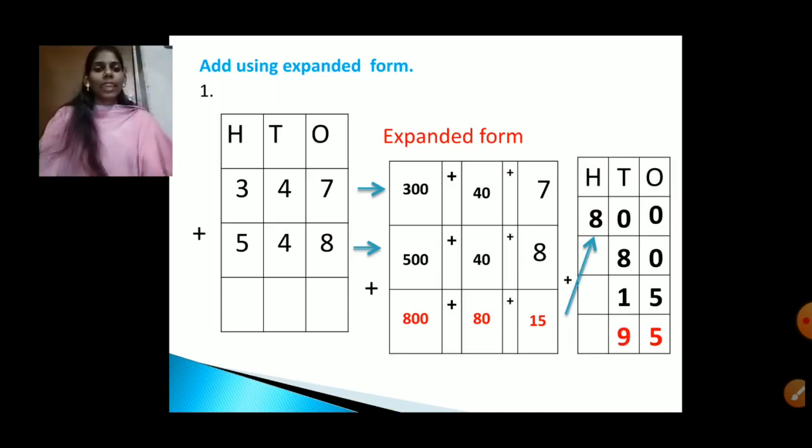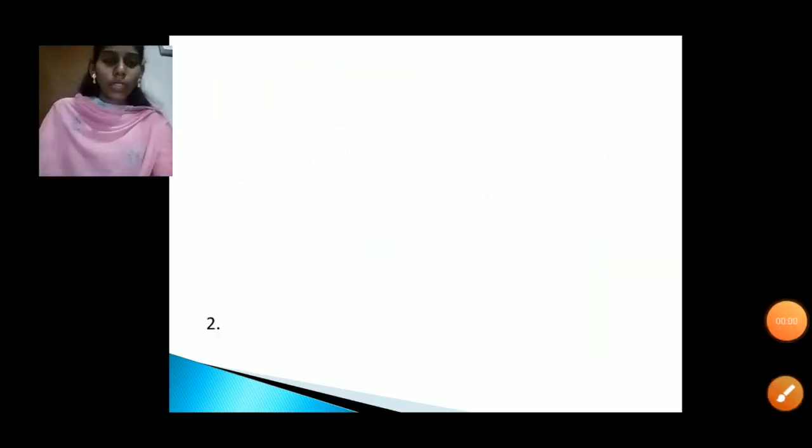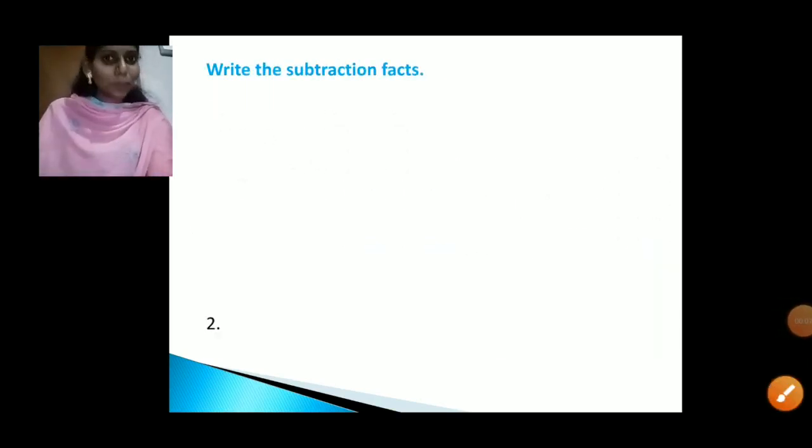And then 8. 8 will jump down because no number is there. Is anything there? No, only 8 is there. Hence 8 will jump down. 895. It means 347 plus 548 is 895. Okay?